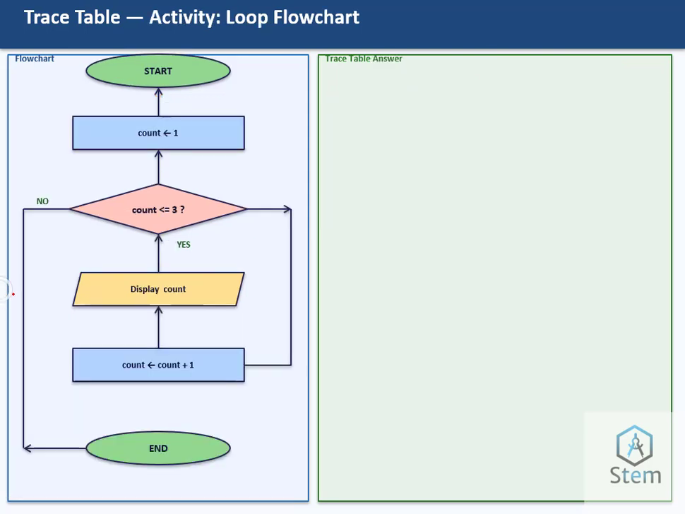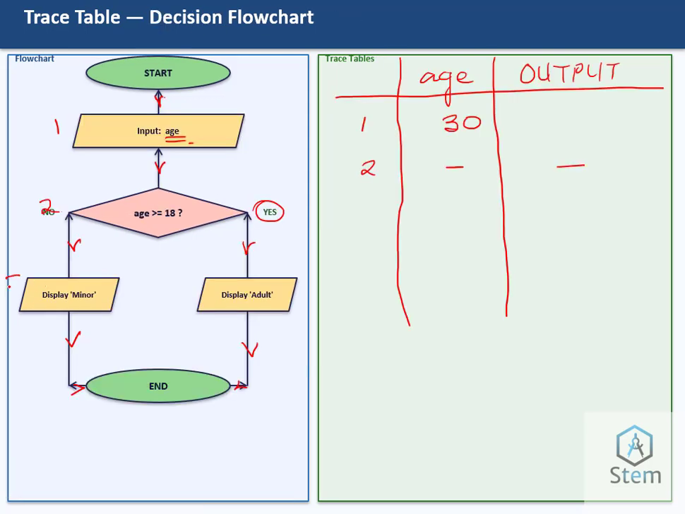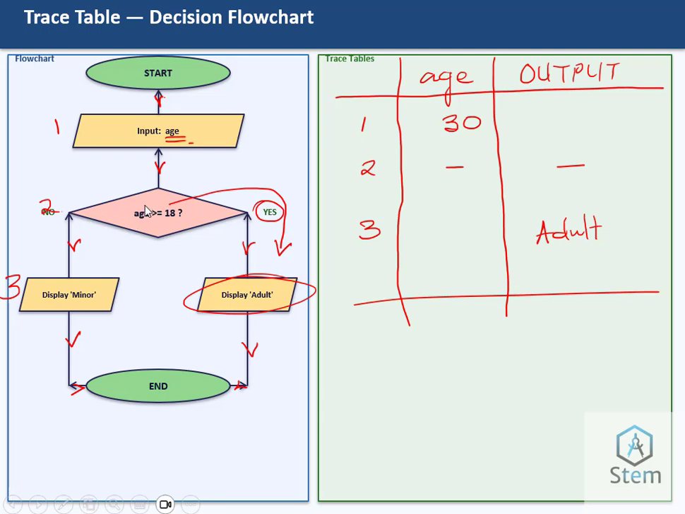Line number 3, we display, because I went to the yes side, we display adult. Then the program ends. That's it. I want you to test out the trace table using an age equal to, say, 14. Let's see how things go.